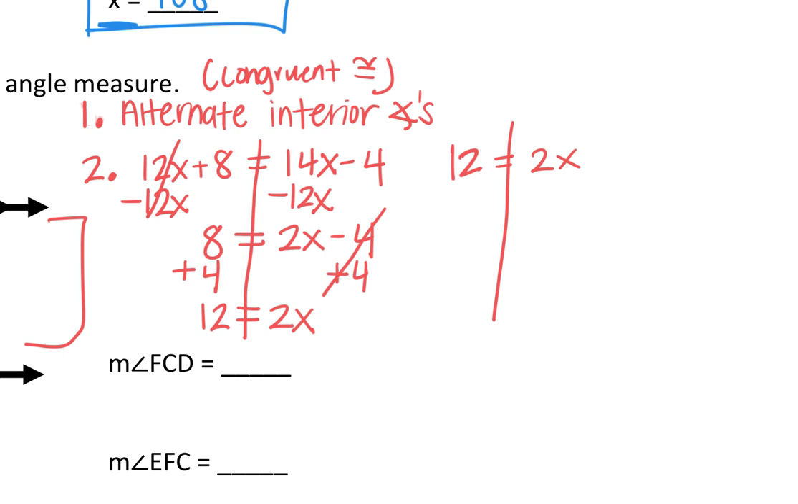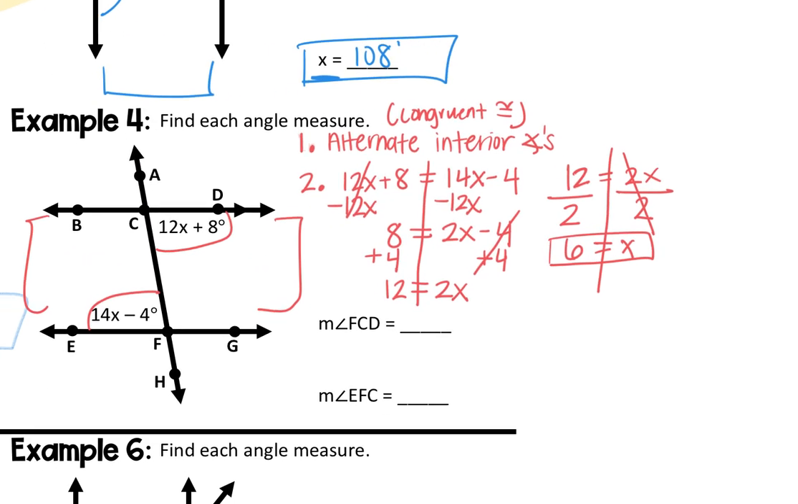My very last step, I don't want 2x. I want just x. So whatever's in front of your x, you're using that to divide. So I'll divide by that number, which is 2, and it goes away. And I have to do the same thing on the other side. So what's left alone is x equals 12 divided by 2. Put it in your calculator, but it should be 6. So x is equal to 6.